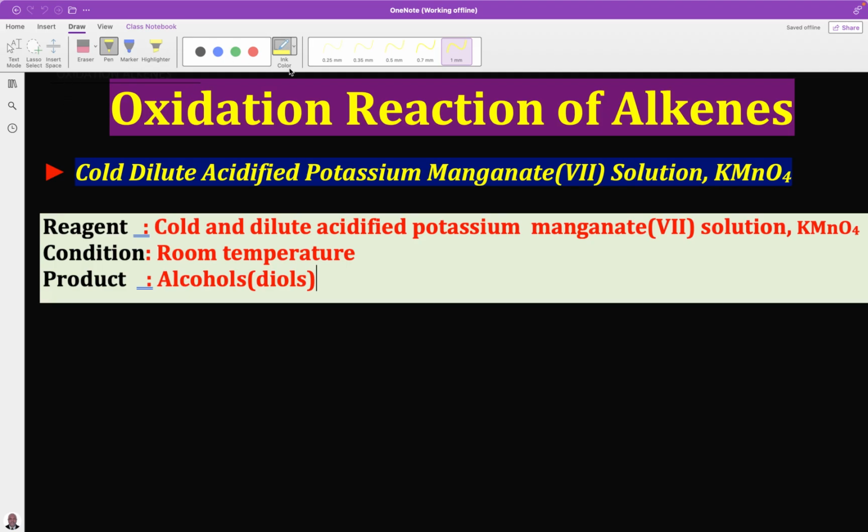Ethene is our example. When ethene, for instance, is reacted with cold dilute acidified potassium manganate 7 solution, the purple color of the acidified manganate 7 solution is decolorized.